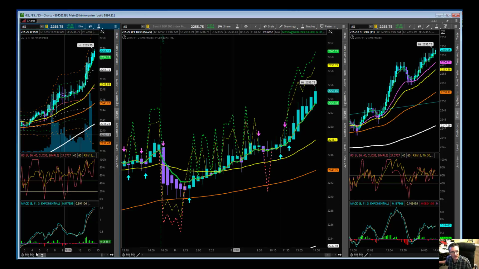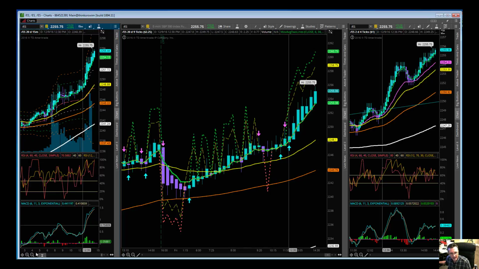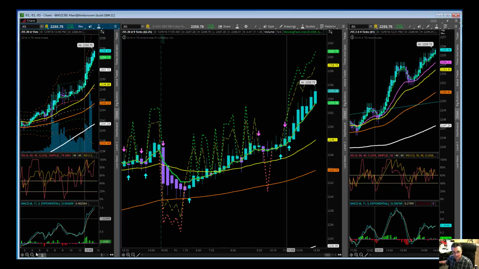Looking down here, we've got the RSI across here. I'll talk through that as well as the MACD. Now, these are configured at levels that make them more reactive to recent price action.